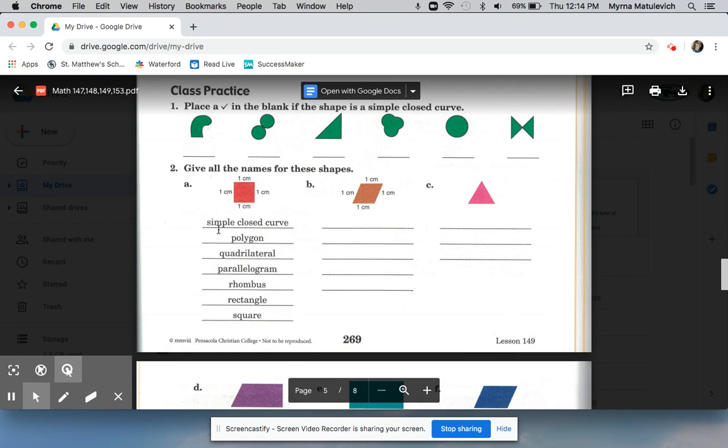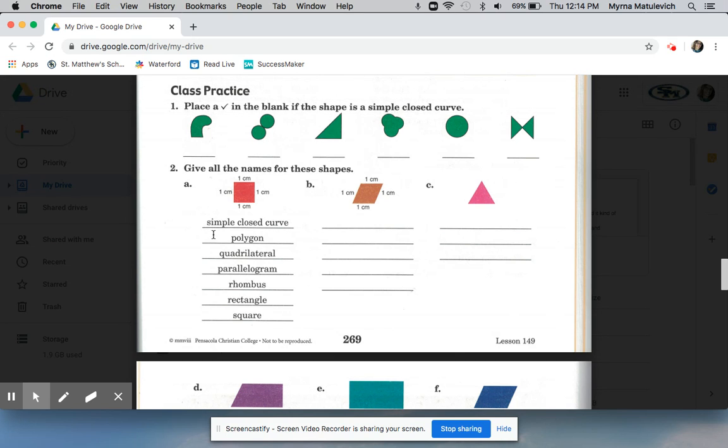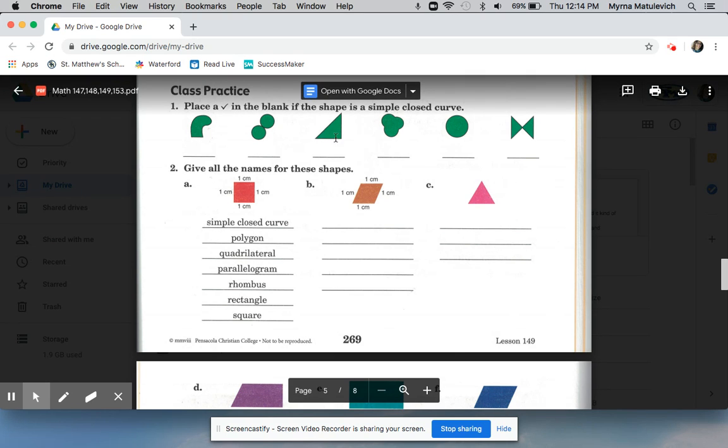So try to do this class practice based on the information in your yellow box. Place a check in the blank if the shape is a simple closed curve. So just looking at this, remember it has to be closed, no open, and no intersecting lines. So I'm going to say this one, this one, this one, and this one. See, these intersect, can't be that. These, no. All right, then give all the names for these shapes.